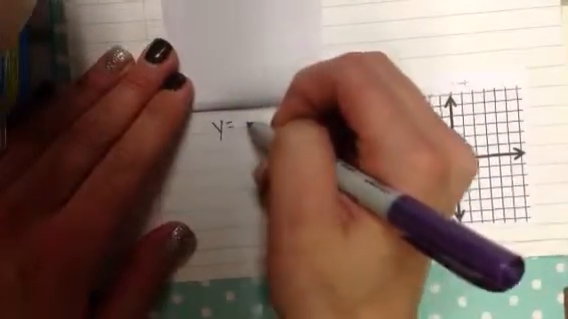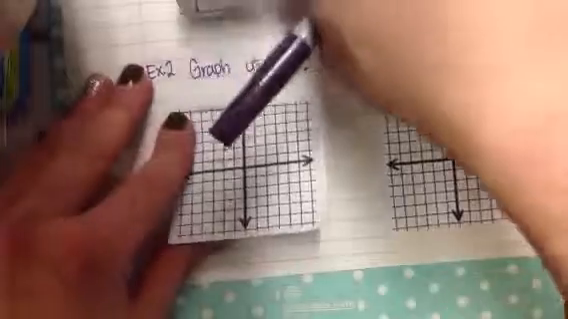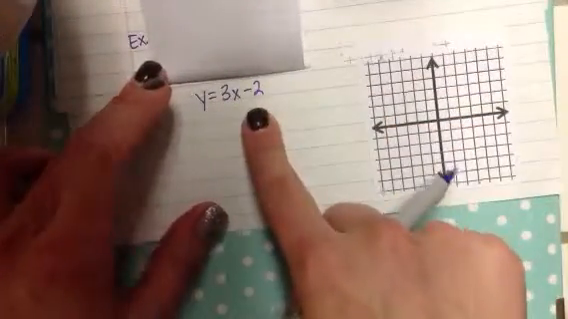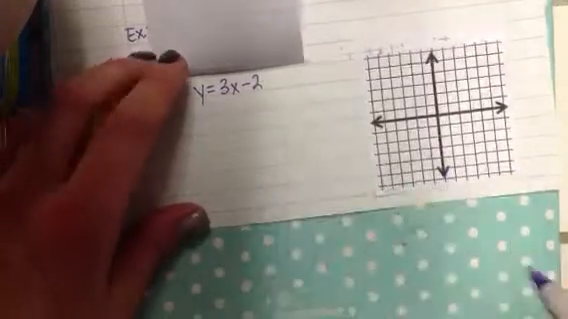And again, we're going to write down that equation. It's y equals 3x minus 2. So first, step 1, rewrite the equation so that it is in slope-intercept form, y equals mx plus b. So we need y to be by itself. Well, in this equation, y is by itself. So we're already there. This is y equals mx plus b form.